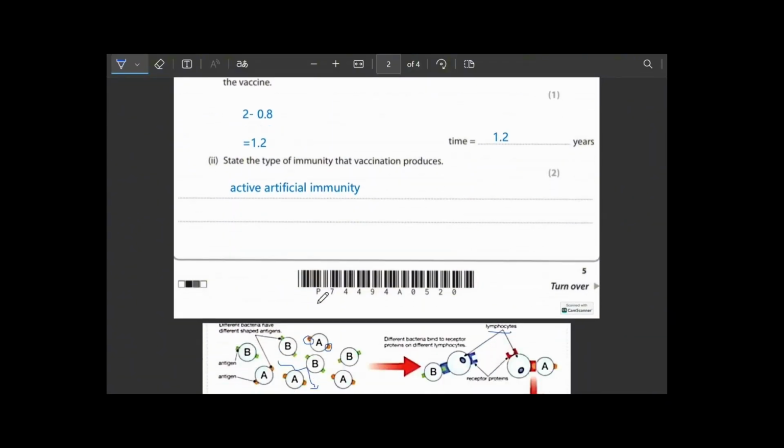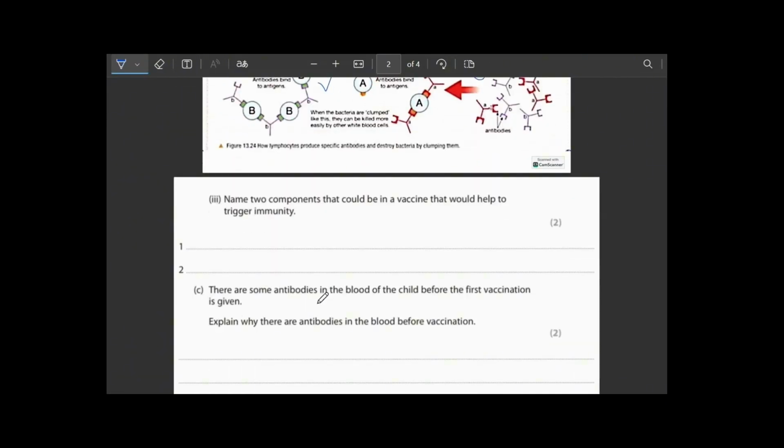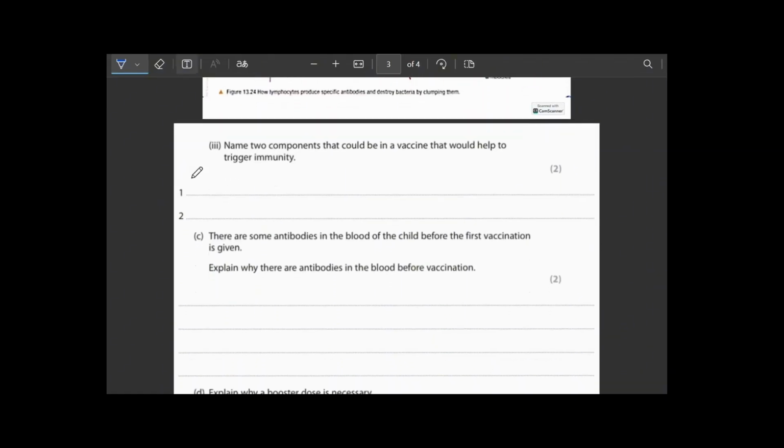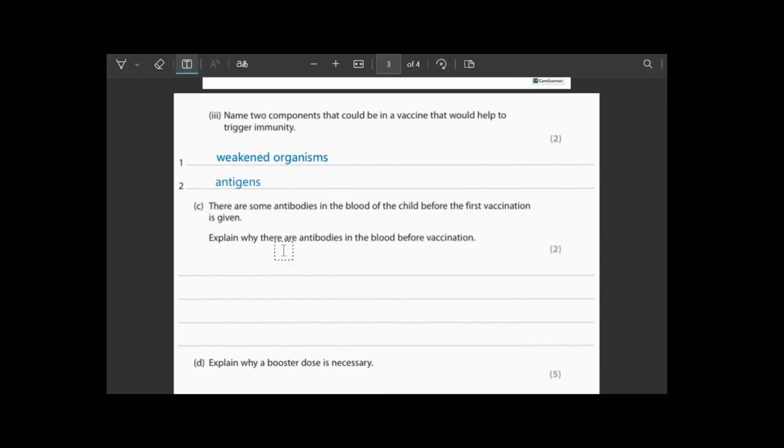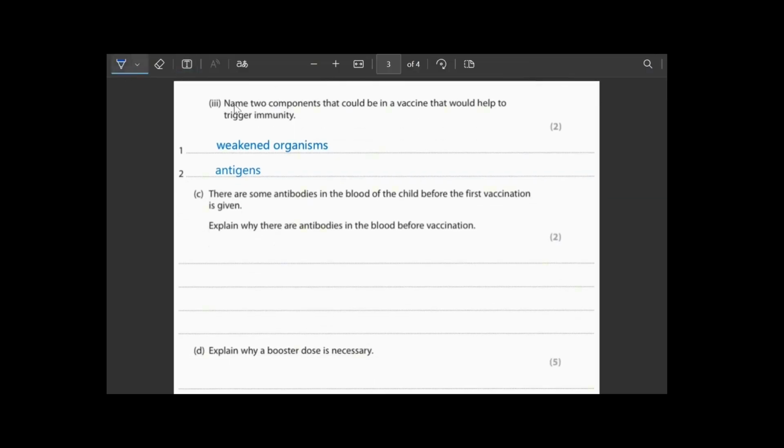All right. So let's move to part three. It states, name two components that could be in a vaccine that would help trigger immunity. Okay. Also, this thing we discussed when we were discussing vaccination, that the components that could trigger immunity are the weakened organism itself, its toxins, or maybe its antigens. So let's get that down. The weakened organisms and the antigens. So here we have the answer.